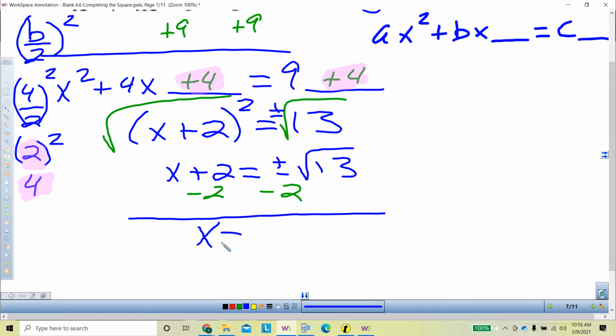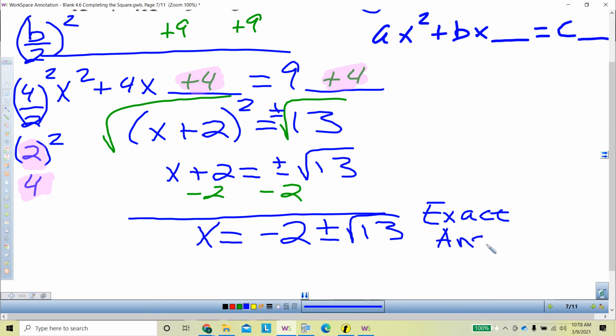And final answer, -2 plus or minus square root of 13. That is what I call, the book calls, any math teacher calls the exact answer. Right, because square root of 13, 13 is a prime number. If I square root it, we're going to get some decimal, irrational answer.